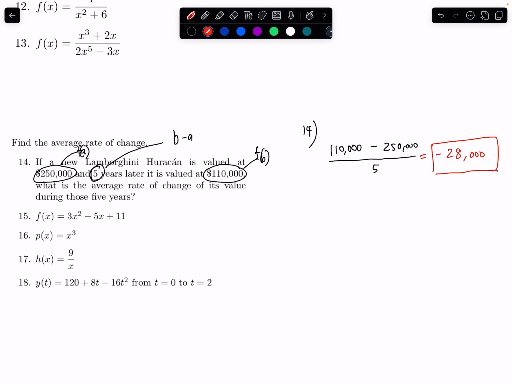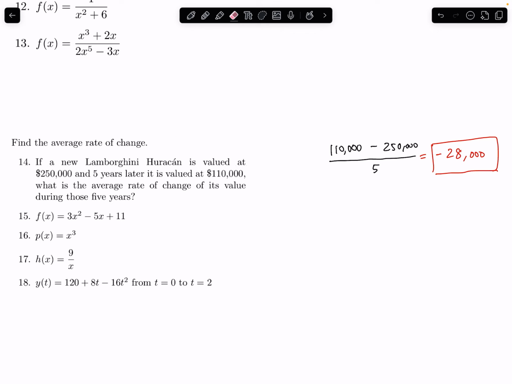Negative makes sense because it's decreasing in value over time. And 28,000 is the decrease per year if you were to average it out. Okay, great. That was 14.